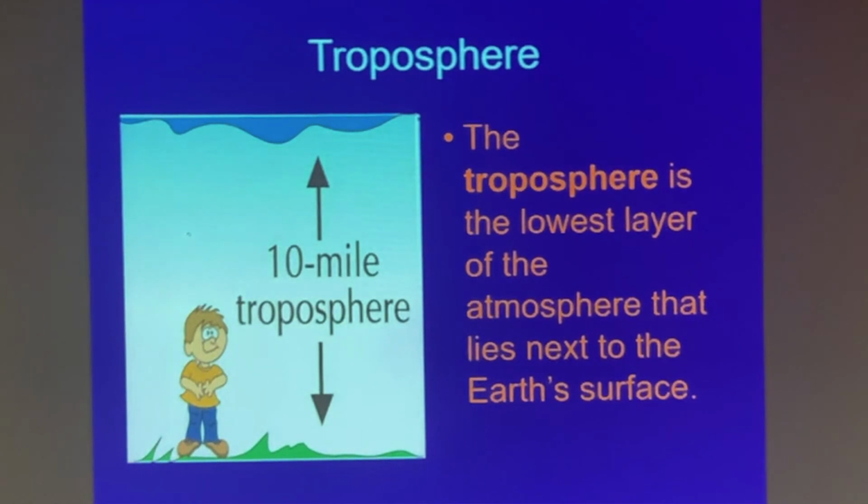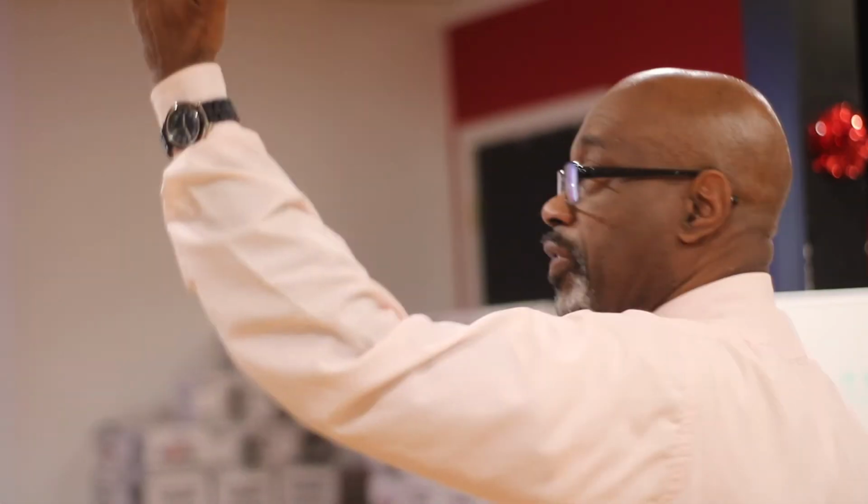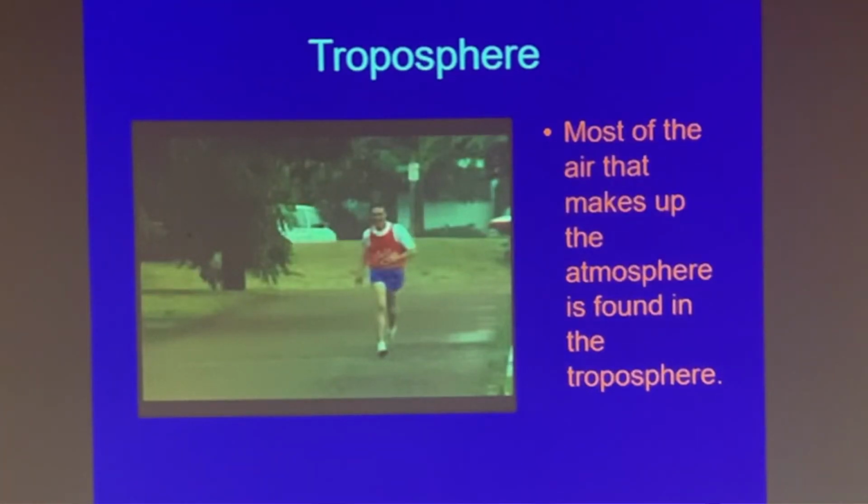Tropo is where we live. That's where all the clouds are, the weather. We have problems with weather and so forth. As you go up in the troposphere, it gets colder and colder. It's about 10 miles high above the Earth's surface. Most of the Earth's atmosphere is in the troposphere; the air is compact there.